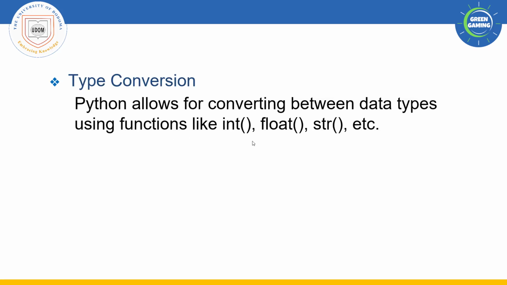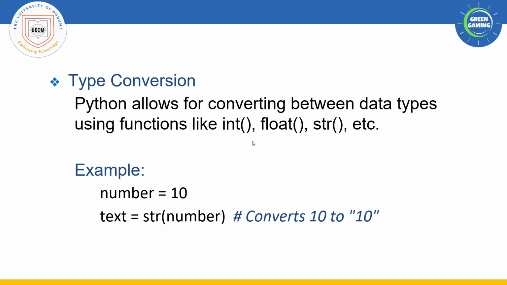Also, Python can perform type conversion. What does this mean? Python allows for converting between different data types. So you can convert a number to a string, you can convert a string which is a number into a number, and so forth. So let's see an example. So this is an example. First, we declare a variable called number, which has 10 as a value. Then we declare a text, whereby this text takes a number, then converts it into what? Into a string.